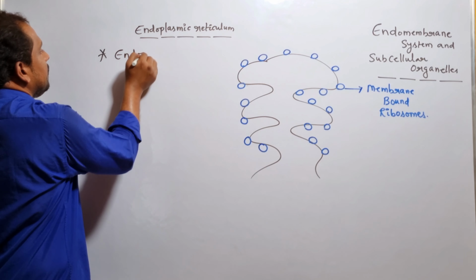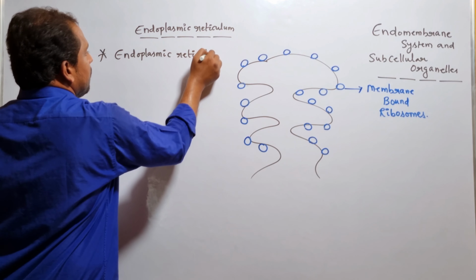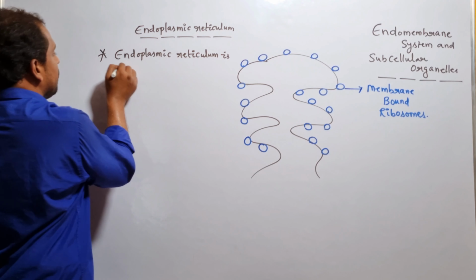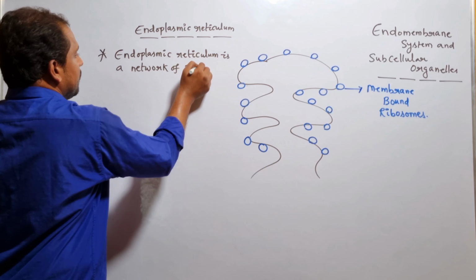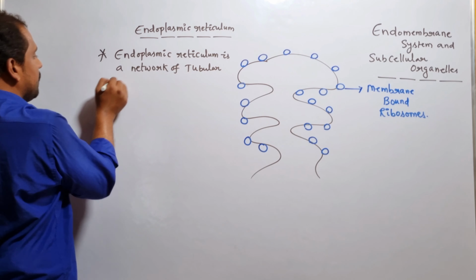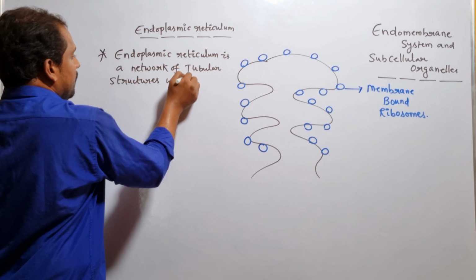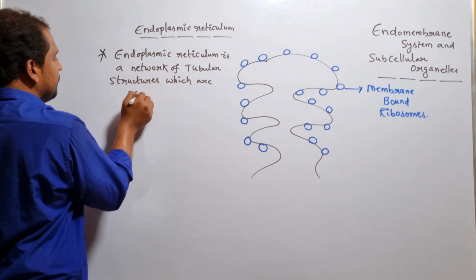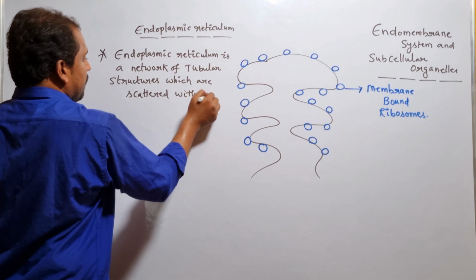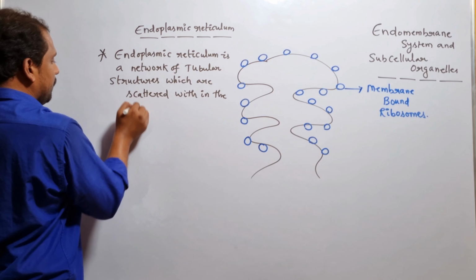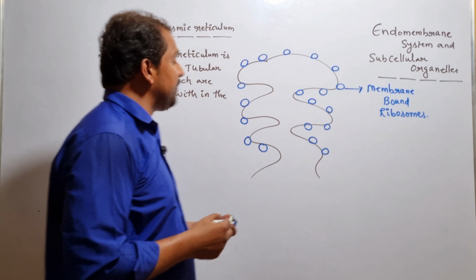Endoplasmic reticulum is a network of tubular structures which are scattered within the cytoplasm. Endoplasmic reticulum is the largest subcellular organelle most commonly present within the eukaryotic cell.